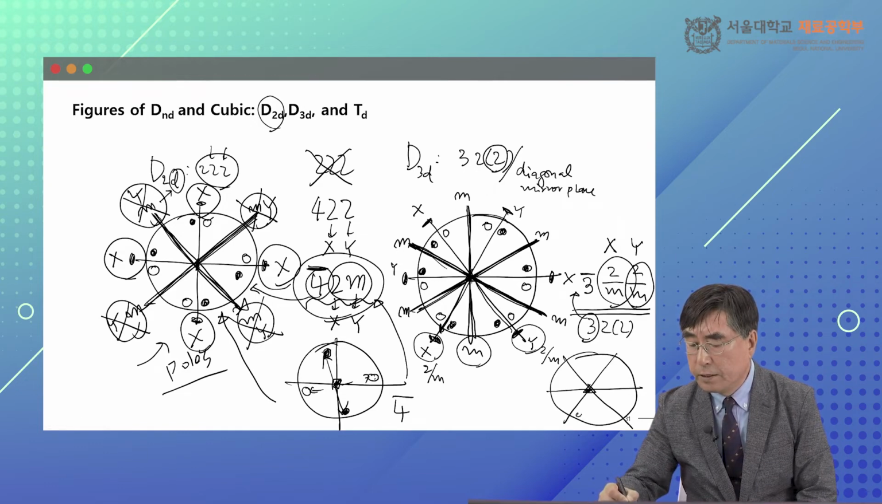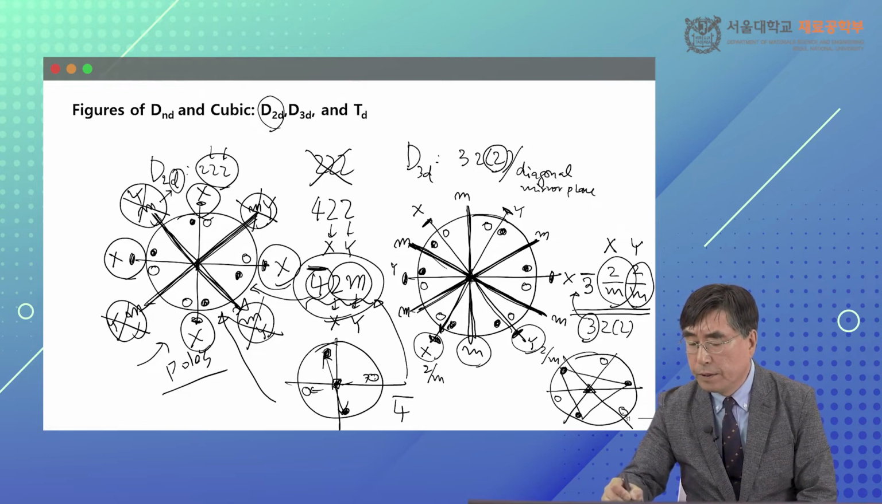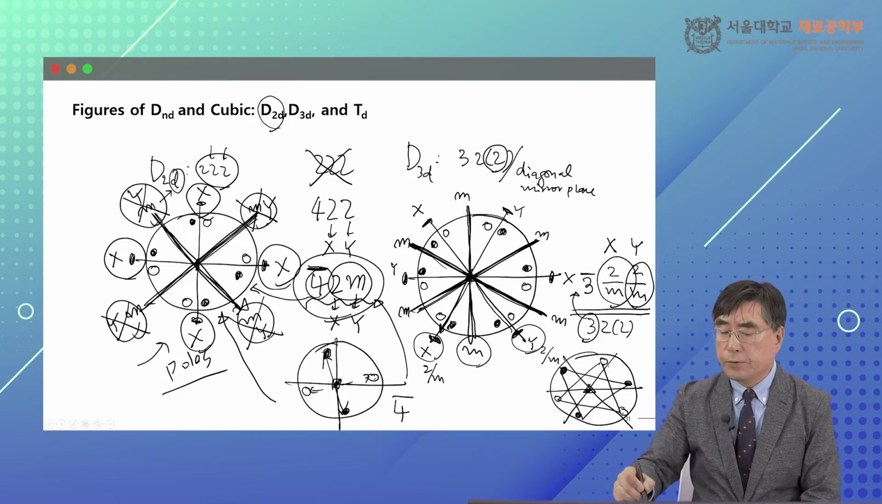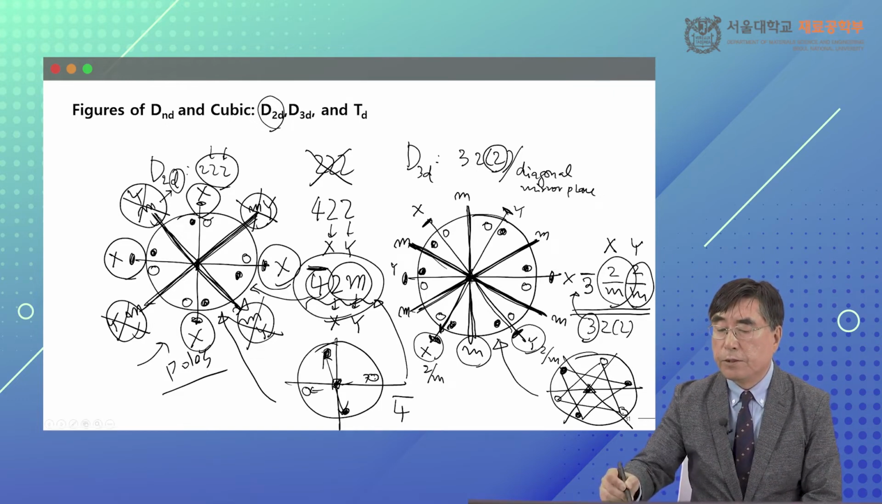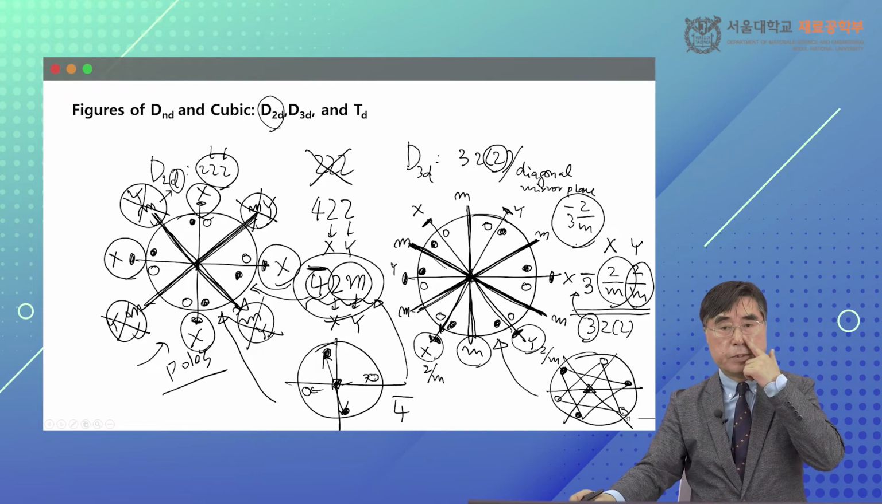3 bar is a 120 degree inversion, repeated. So these are 3 bar. It has 3-fold with upper pole and down pole, and this one matches this one. So international symbol-wise, this one is written as 3 bar 2 over m, not simple 3-fold.